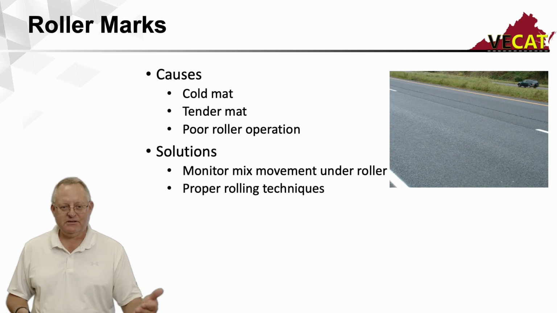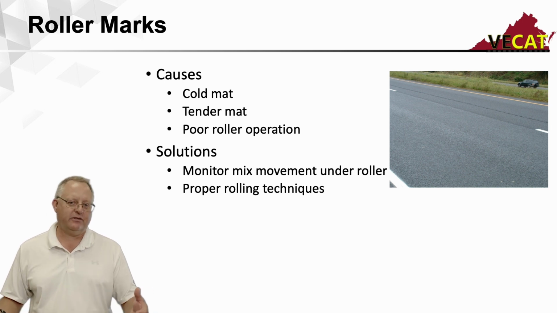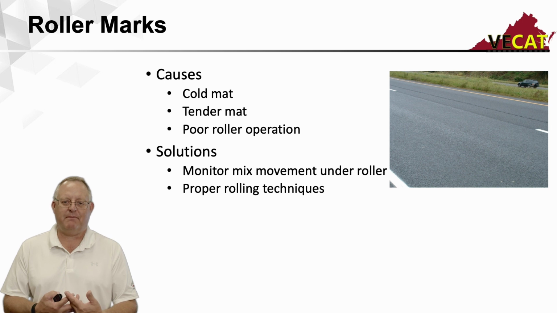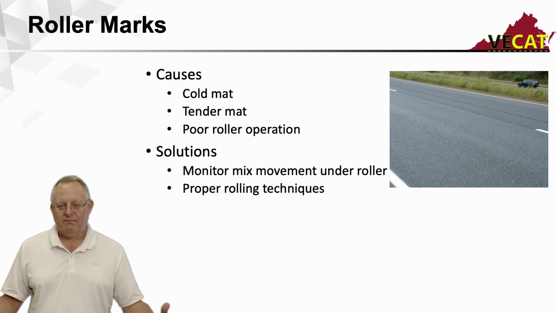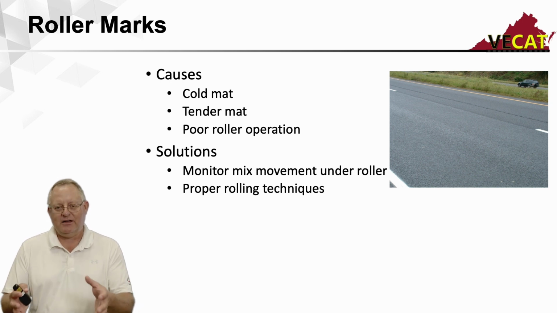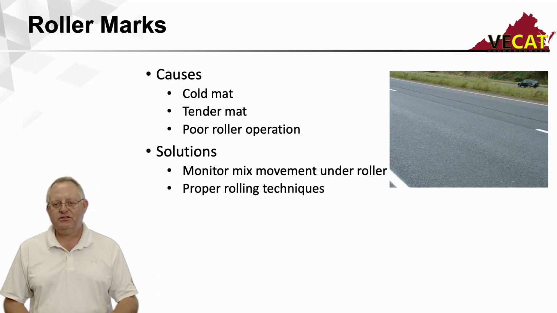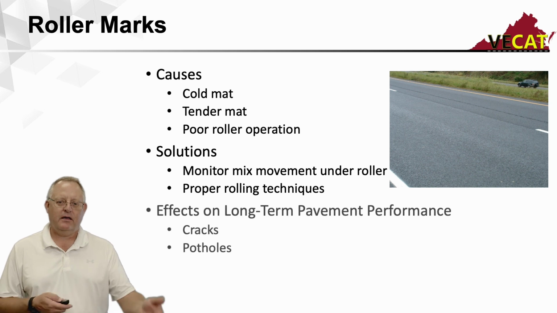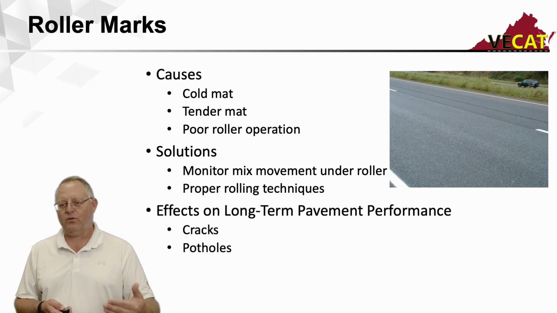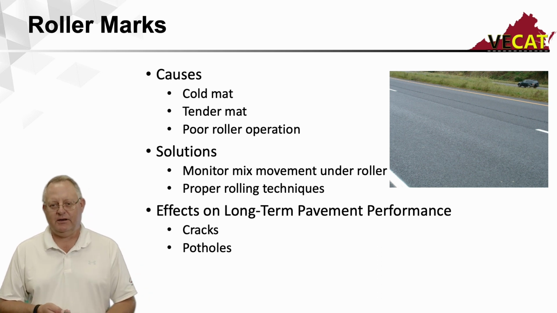Some solutions, pretty simple. We can monitor mix movement. Do we see it move? We can measure and monitor the temperature. Maybe we know there's a tender zone in that mix that we stay off of. Maybe you can roll it while it's above one range. Once we get to the middle of a range, we stay away from it. But then if we go a little bit cooler, we roll it again. So it's just monitoring, and then doing the techniques properly. But again, why you have to do it is because we're trying to avoid any premature cracking or potholing because of the deficiency we put in the surface.